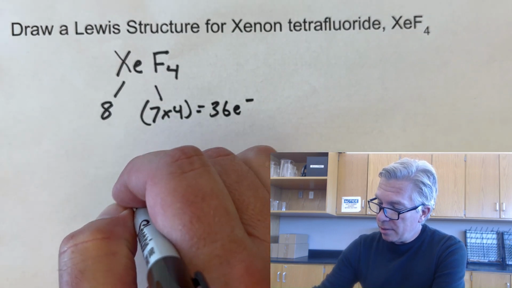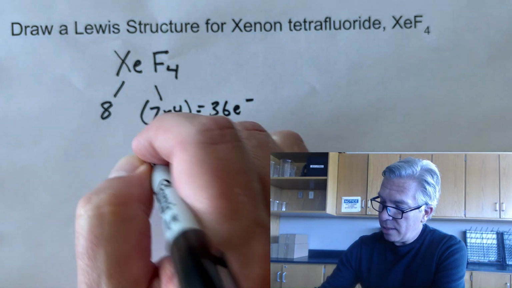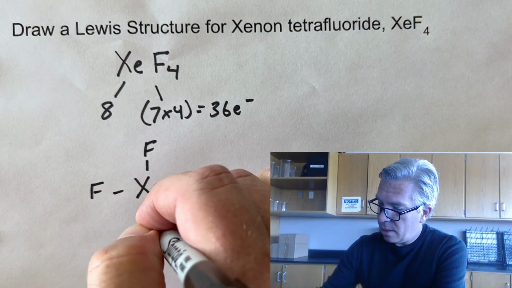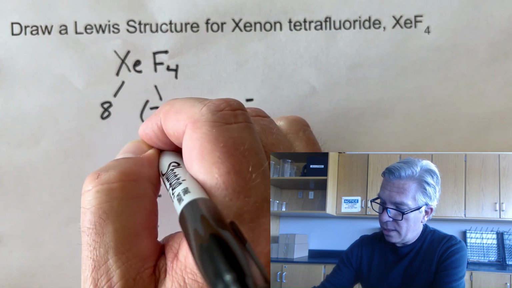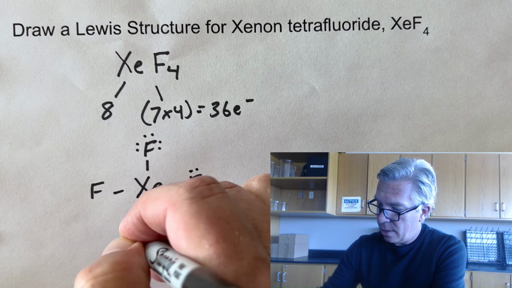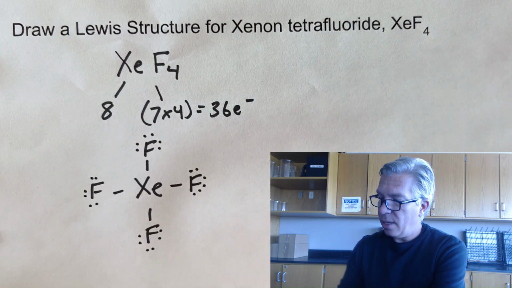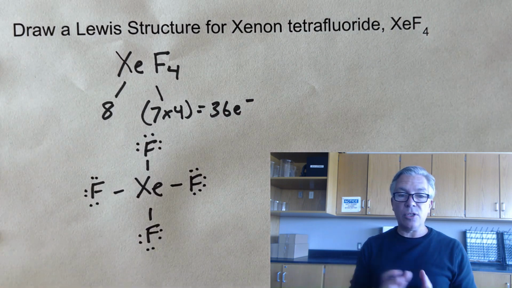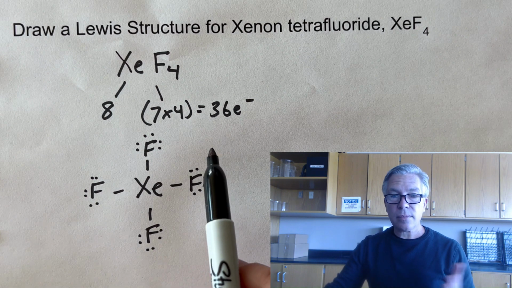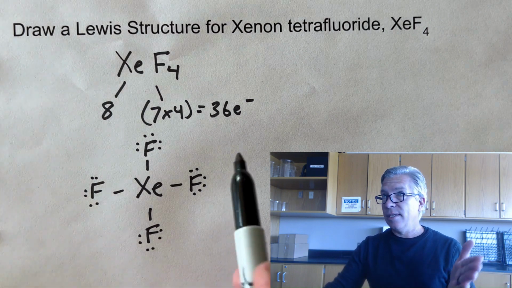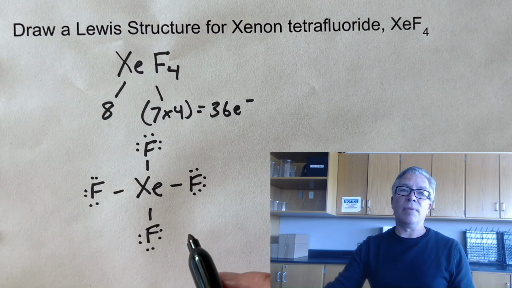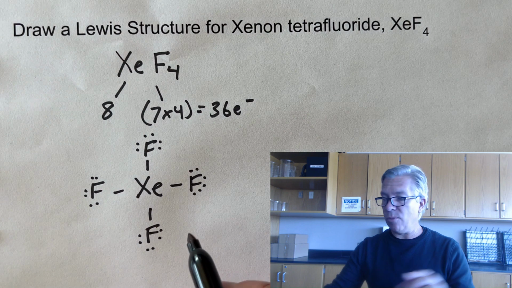Xenon is going to go in the middle. Fluorine's going to go around it, with the dots that fluorine should get to make 8. Do that 4 times. And after I do that, I've used up 32 electrons, and I still have 4 more to go. Now, step 4 of our steps says put those extra electrons on the central atom, even if doing so results in having more than an octet.